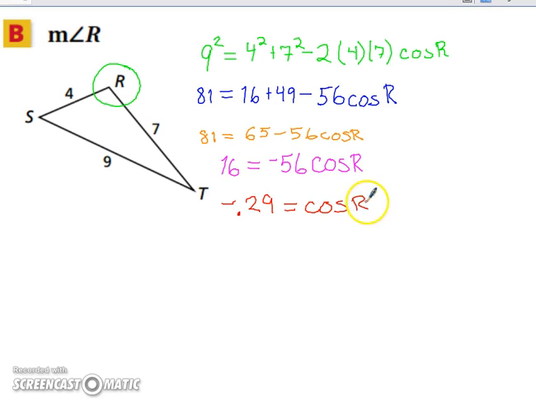We're looking for R, not cosine of R. So we need to do cosine inverse, because when we're trying to find angle measures, we use inverse. So the cosine inverse of negative 0.29 equals the R that we're looking for. And in this case, cosine inverse of negative 0.29 is about 107 degrees. So angle R is about 107 degrees.